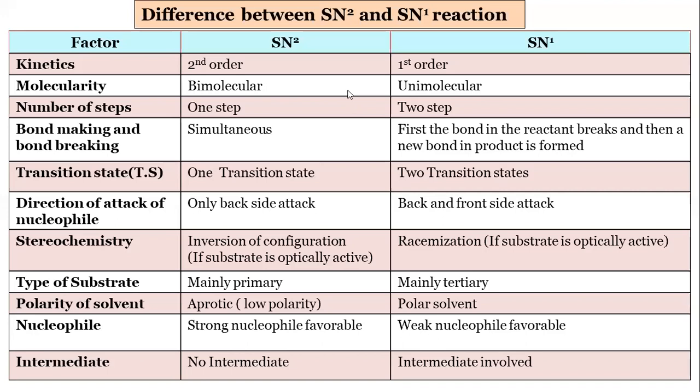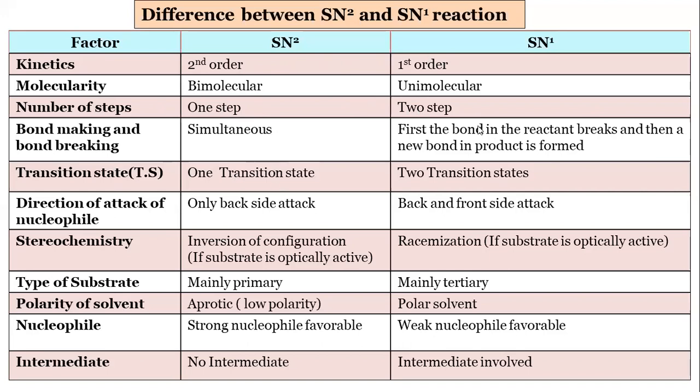This is the difference between the SN2 and SN1 mechanisms. This is not given in your textbook. I prepared this difference because it may be asked in the board exam for 2 marks. So it is very easy. The factors are given here. SN2 is a second order reaction. SN1 is a first order reaction. Molecularity is bimolecular for SN2 and unimolecular for SN1. This is a one step reaction. This is a two step reaction. Bond breaking and bond formation are simultaneous. In case of SN1, first the carbocation is formed and then the nucleophile attacks.